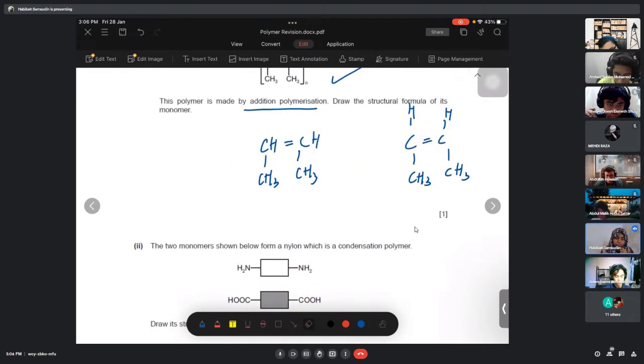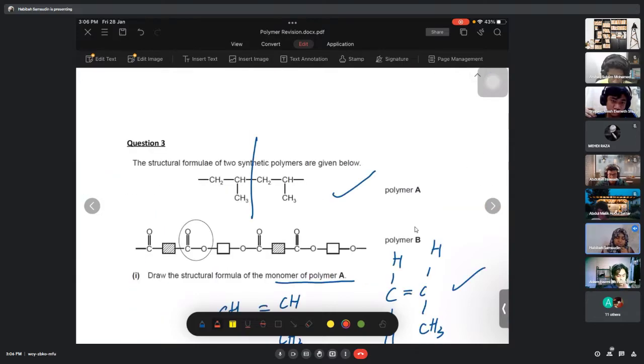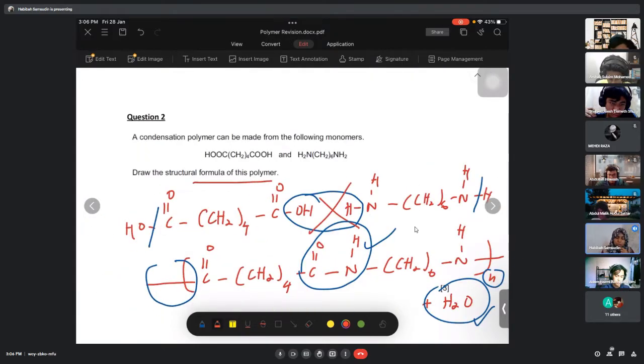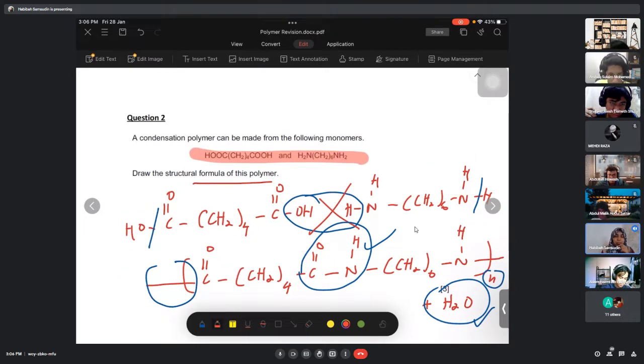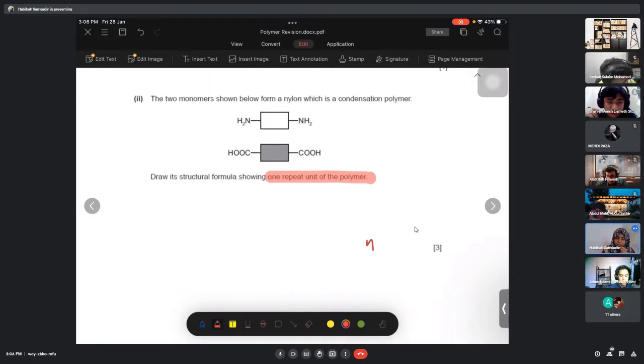For this question, they ask you the same thing. Draw one repeat unit of the polymer. Same goes to this polymer. So it is the same thing, but now we have no box. You have to follow the question, class. Do not change. If the question gives you CH2, you use CH2. But now the question gives a box. So easy peasy lemon squeezy, even easier than squeezing a lemon.